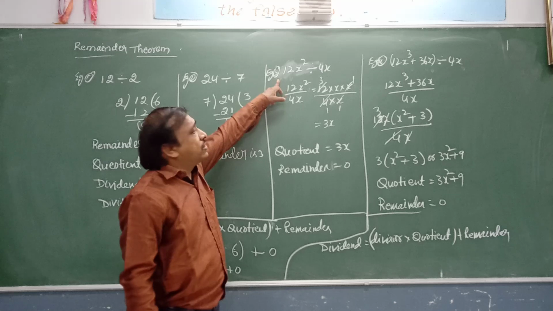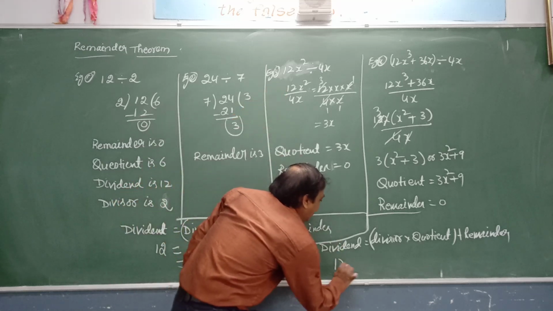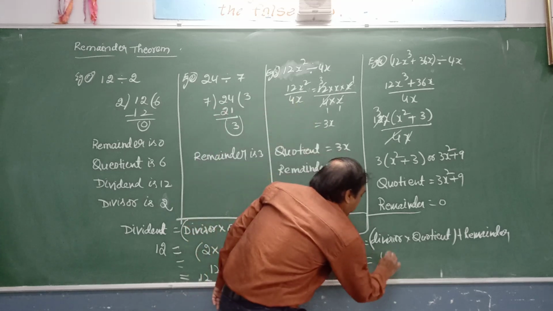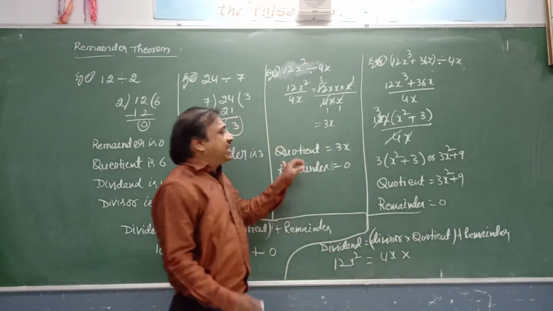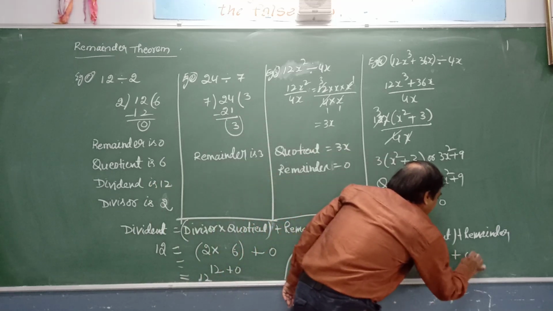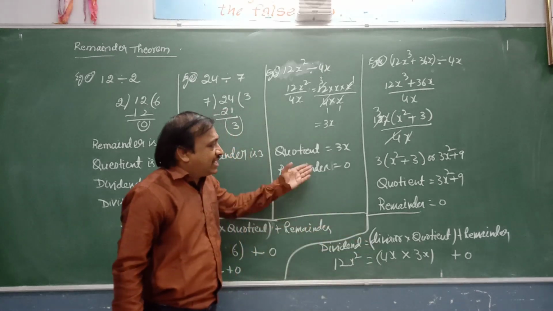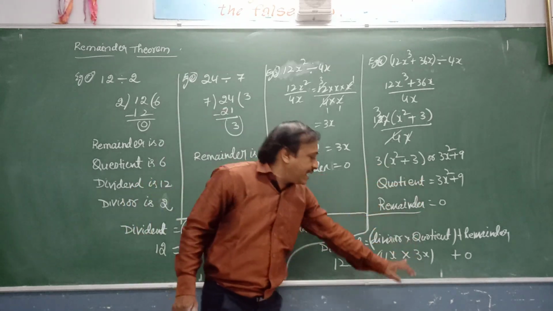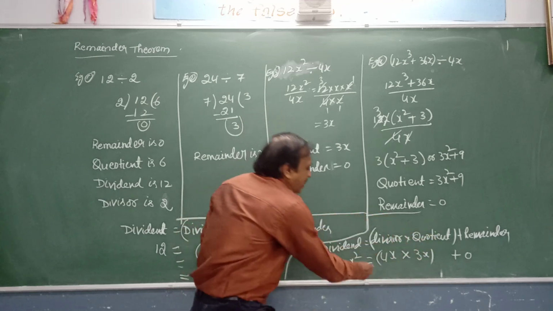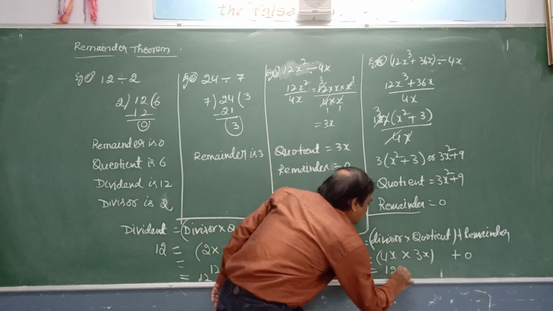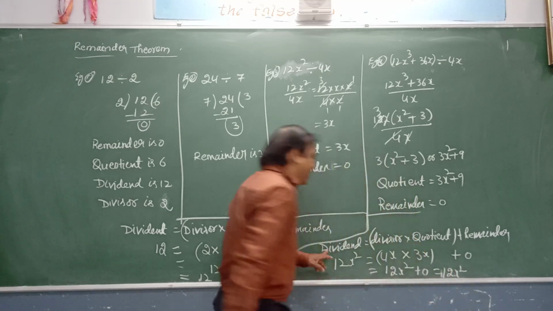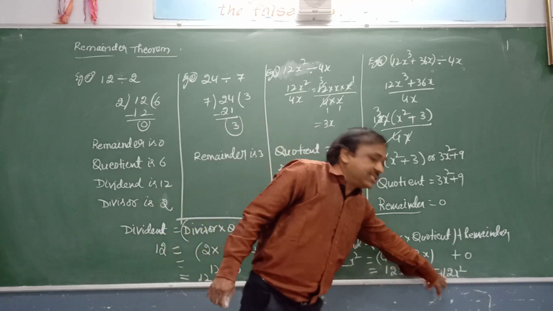Now what is the dividend here? 12x square. So 12x square is equal to divisor, which is 4x, into the quotient, which is 3x, plus the remainder. If the remainder is other than 0, then you have to add the remainder to the result. Here we have 0, so you get the same answer. 4x into 3x is 12x square, plus 0 is 12x square. So the dividend is 12x square, the same answer we are obtaining.